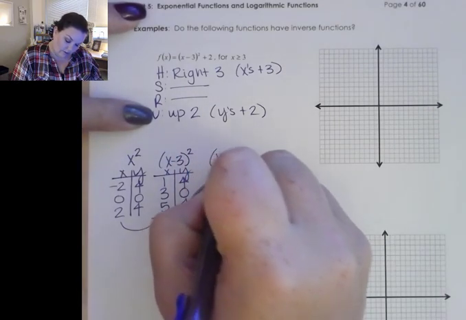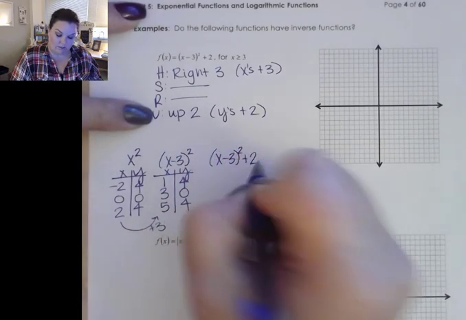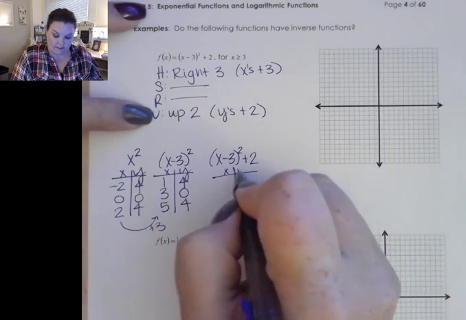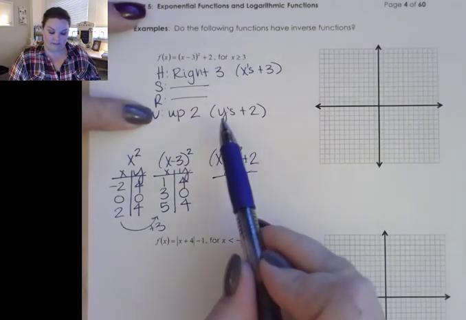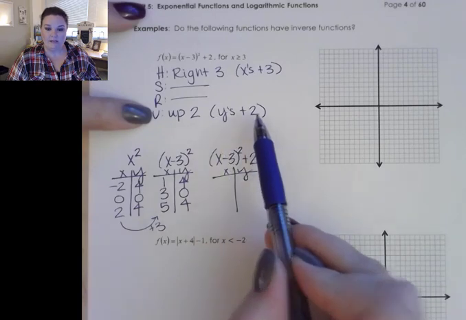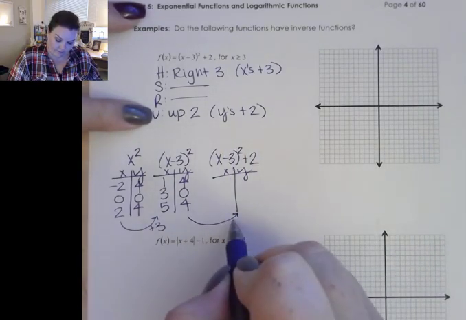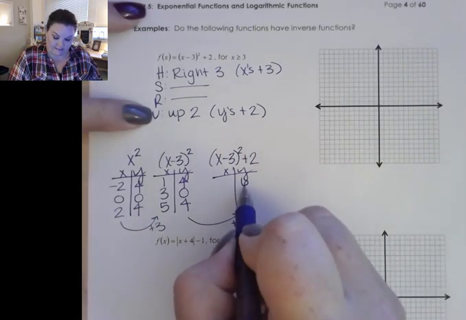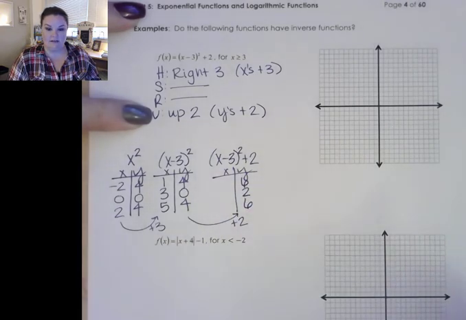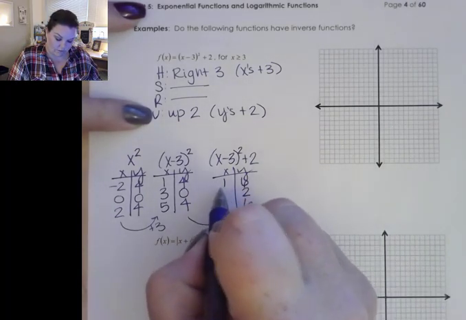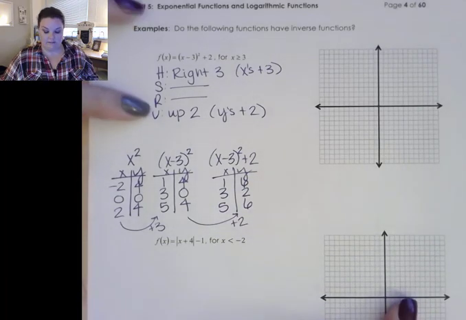Then I want to go ahead and shift it vertically up 2. So now my function looks like x minus 3 squared plus 2. And to move it vertically up 2, I'm going to take my y's from the previous table and add 2 to them. So that's going to give me 6, 2, 6. And then my x's stay 1, 3, 5. Okay, so I have my picture.